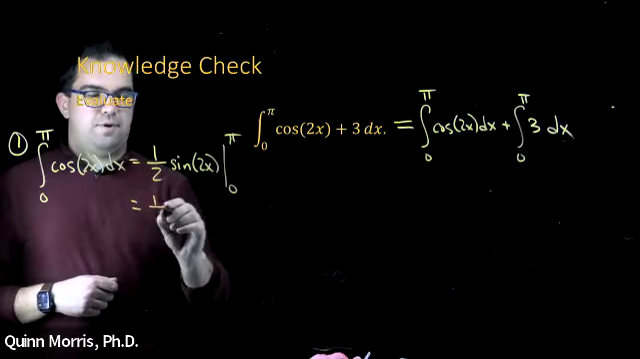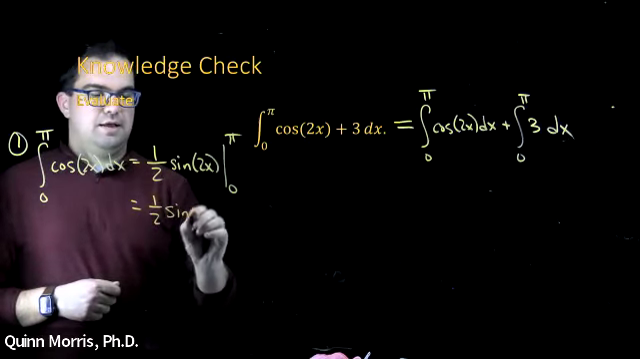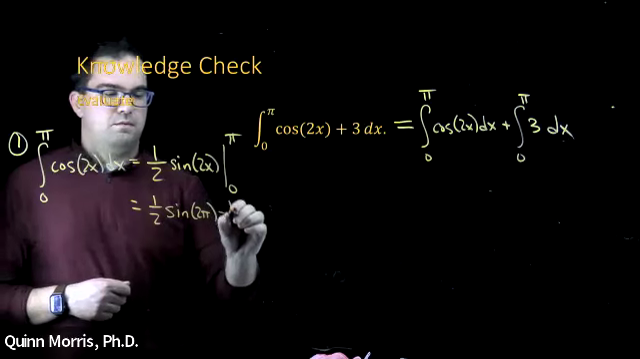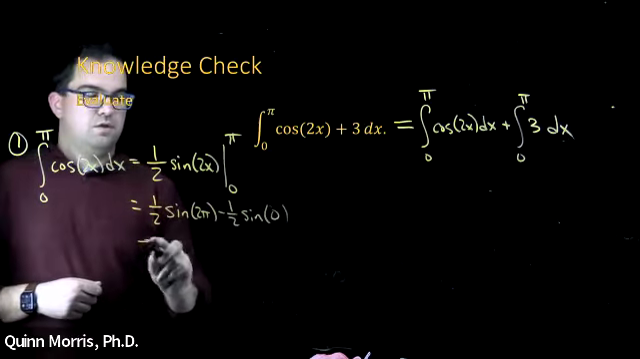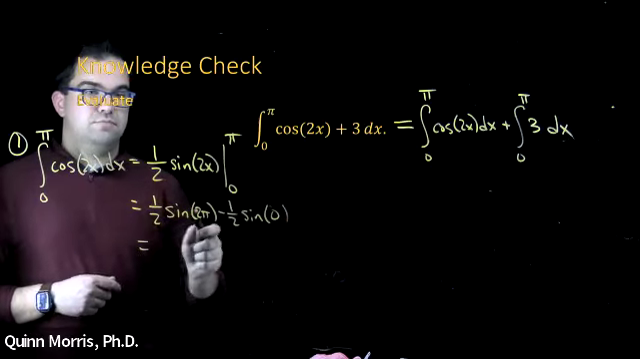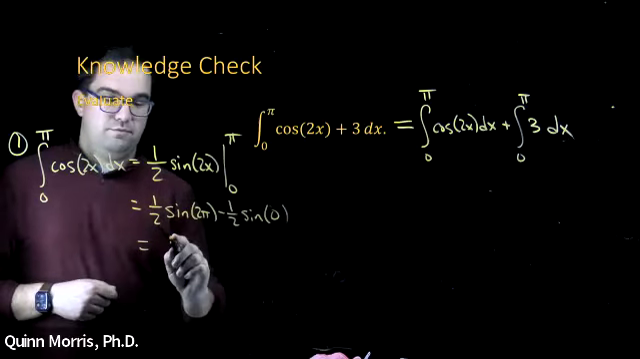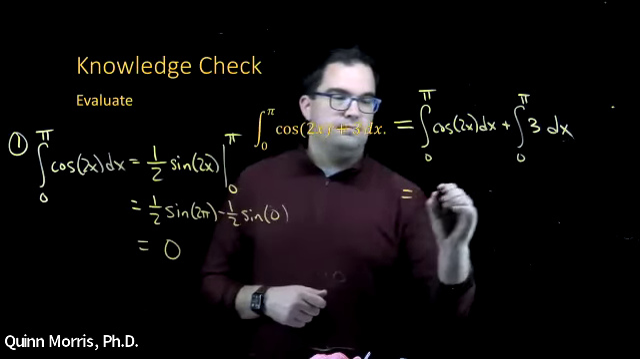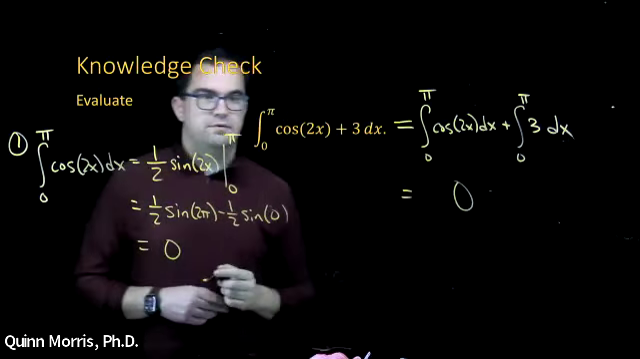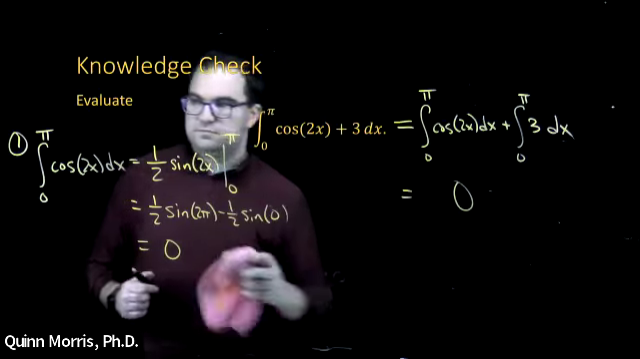So if I evaluate this at pi, I get 1/2 sine of 2 pi minus 1/2 sine of 0. Sine of 0 is 0. Sine of 2 pi is 0. And the value of this integral is 0. So we get that this first part is 0.